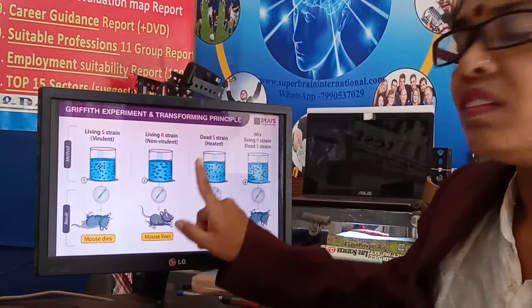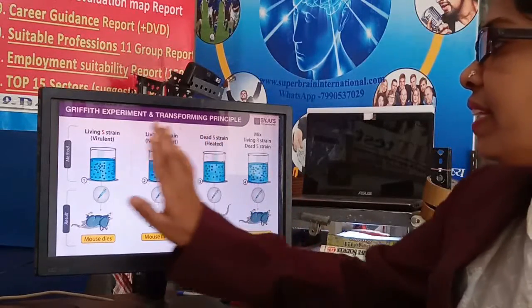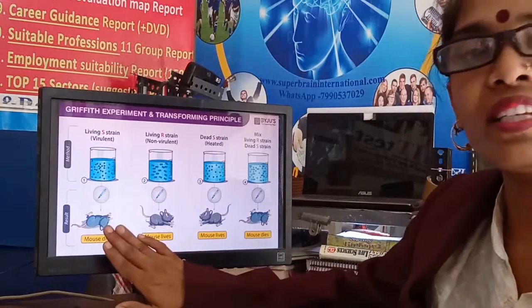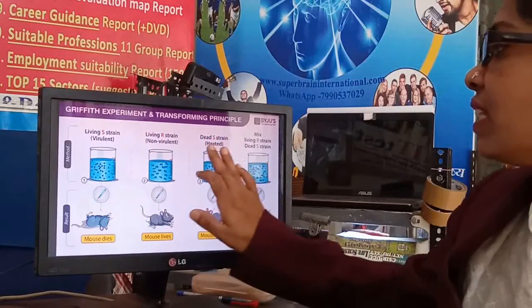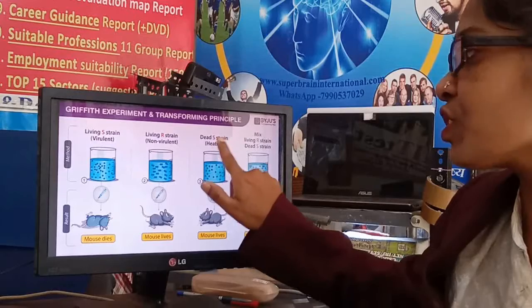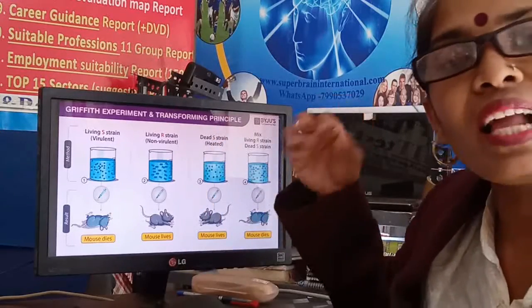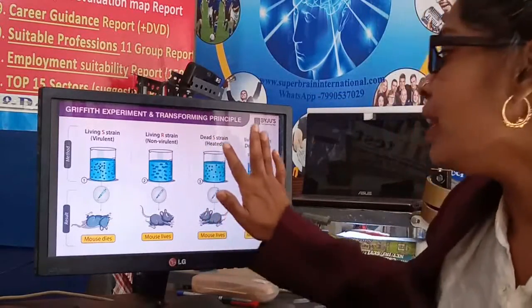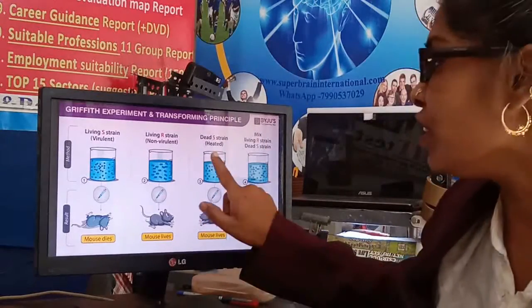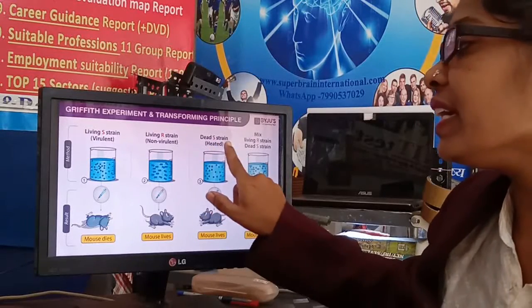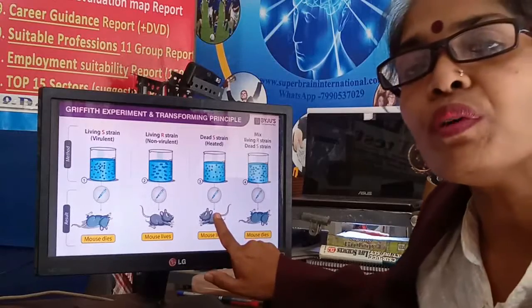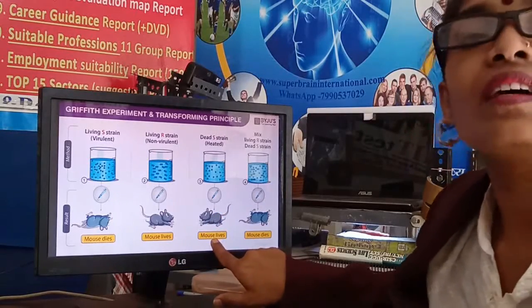Next, he did another experiment. He took the S strain, which is virulent, causes pneumonia and kills mice, and heat killed it. Heat killed means this S strain will be dead and will lose its capacity due to heating, so it may not cause the disease. He injected the heat-killed S strain bacteria into the mice, and he found that the mice were alive.